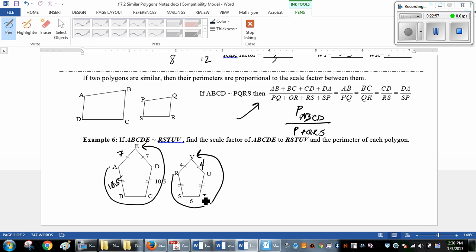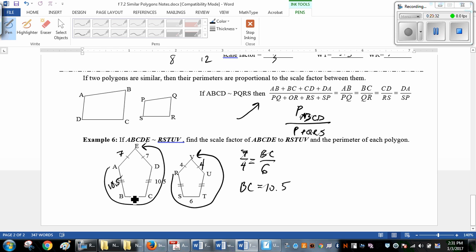So let's see, our first ratio then is going to be what I know. I know 7 and 4 correspond, so that's the ratio I'm going to use. I don't know BC, but I do know BC corresponds to ST, and ST is 6. So there's our first proportion, and that's really easy to solve there. Okay, so we have 7 over 4 equals BC over 6. Let's go ahead and cross multiply and solve, and we get BC equals 10.5.